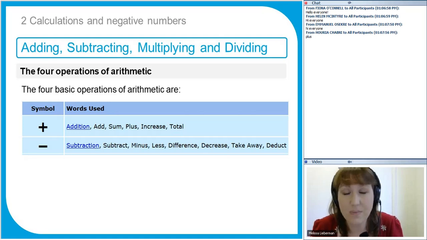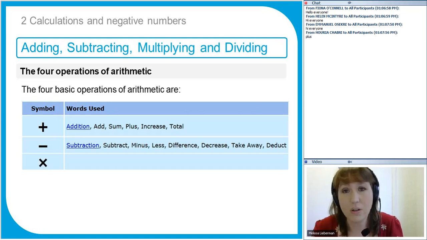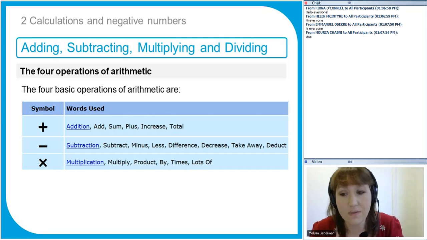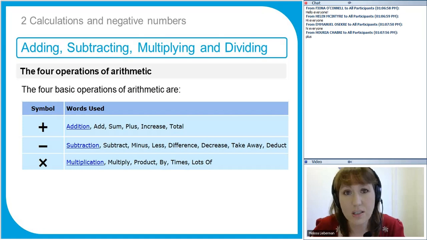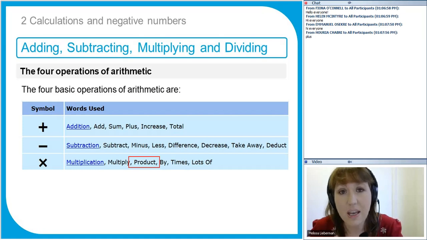Also deduct, so if you deduct an amount, you take it away. We've also got multiplication, or times. So these are the different words. Multiply. Product is one that comes up a lot, so if someone says, what is the product of 5 and 7? It means what are 5 and 7 multiplied together. Times, we say that a lot. We say, what is 5 times 3? That means multiplied by. And lots of, that's another word that you might hear a fair bit.